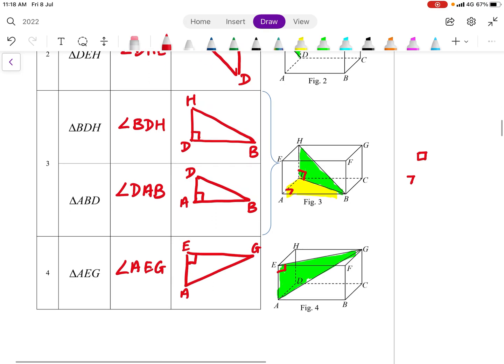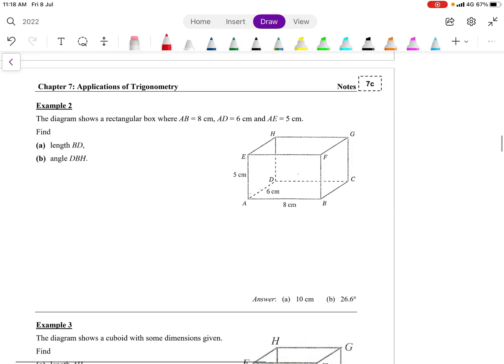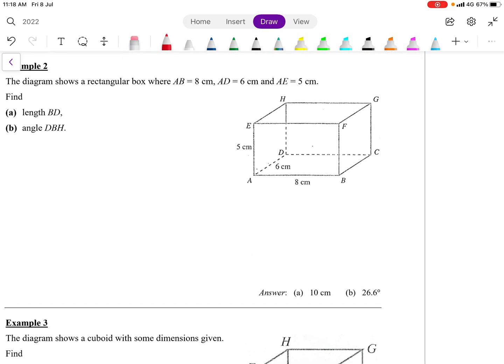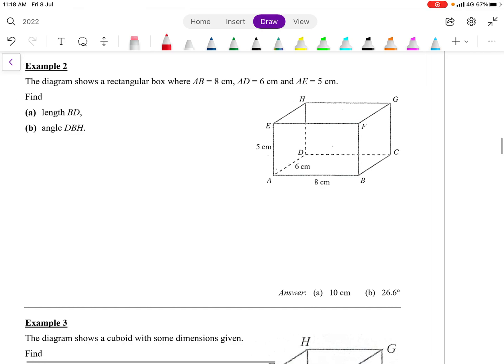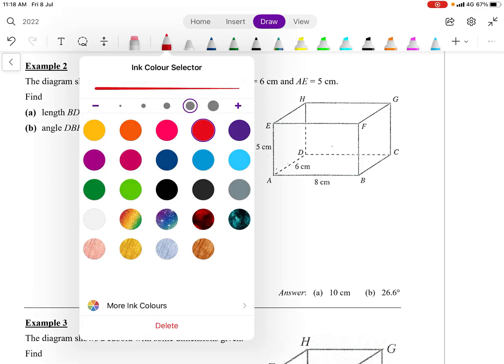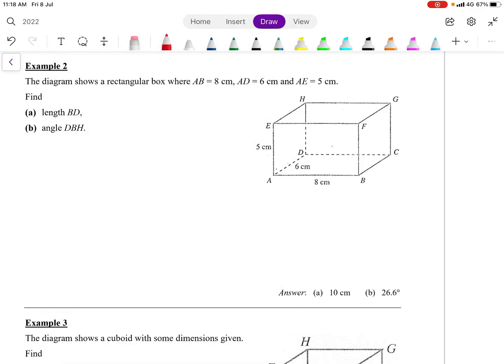Example 2. Okay, let's look at example 2. We need to draw out the two-dimension figure. For every question, I hope you can try on your own. Only when you find difficulty doing it, then you watch this video. So all the information is given. Find length BD. Where is BD? Let's draw a line to find BD. BD is somewhere here. I don't have a ruler, but for your case, please use a ruler.